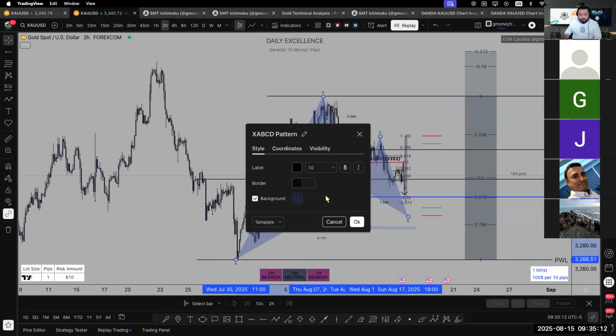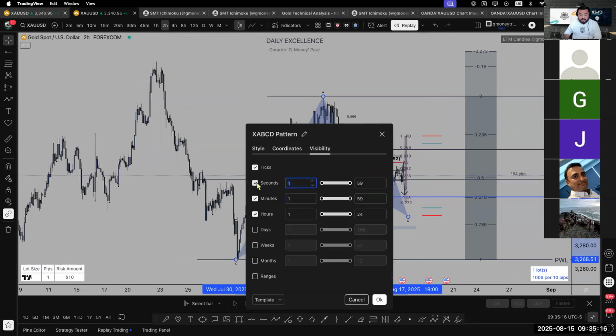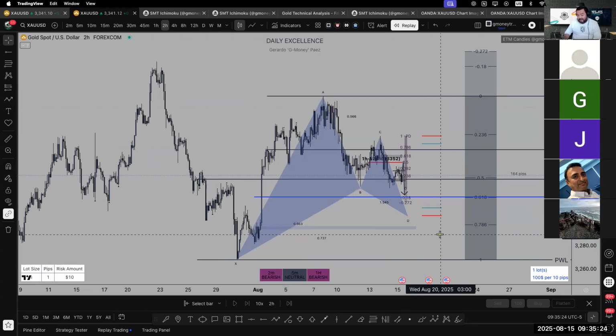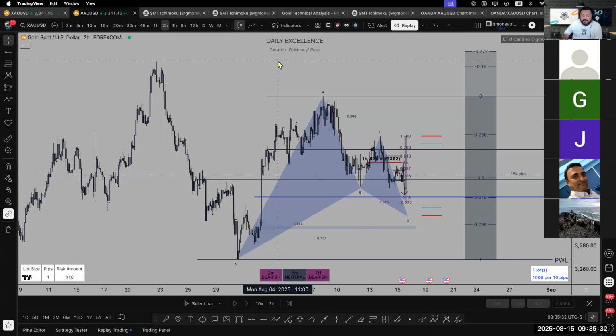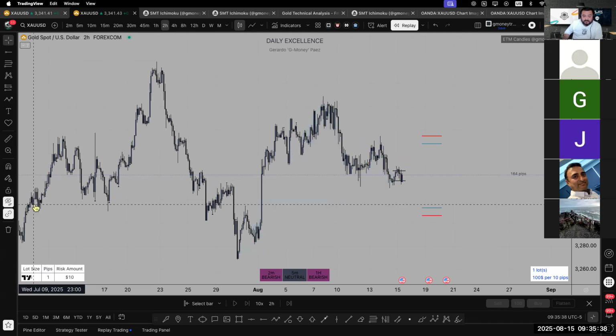Not in full detail. Harmonic patterns are infinite patterns. There's probably like 10 different patterns. One is called the bat, one is called the deep bat, one is called the shark, one is called the butterfly. The original one is called the Gartley, and all fun names in there, right?